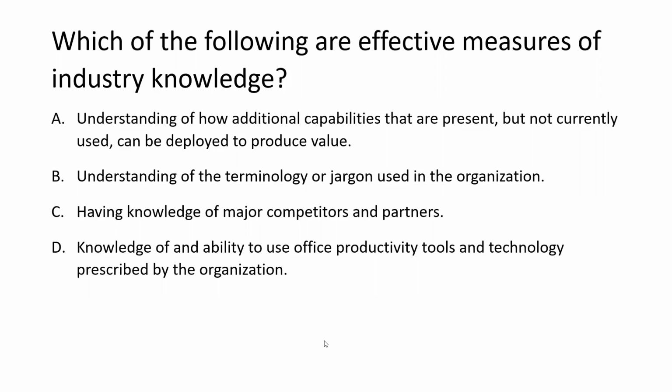Yep. Okay. All righty. So the correct answer is having knowledge of major competitors and partners. Most people chose that, but a couple of other answers were chosen too. So does that make sense to everybody why that's the answer? Industry knowledge is more about the industry, which can include competitors and partners, right? That's more about the environment around the organization, not just the organization itself.